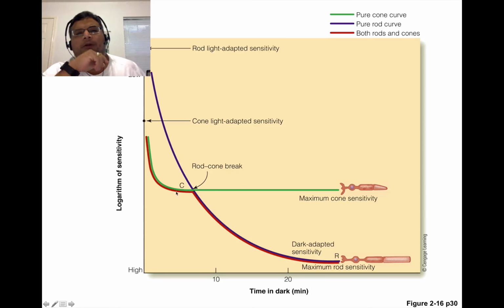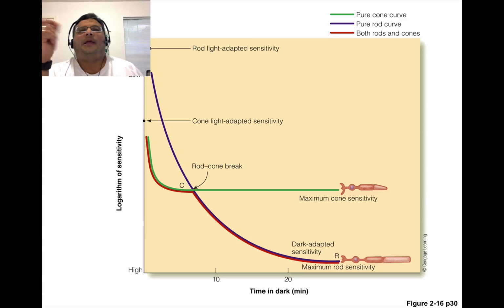So let's take a look at the red line, which kind of goes here, does this little curve, and then has this little break where it just takes a while. After about 30 minutes, it goes down to about here. This is a chart of your light sensitivity as you adapt to the dark.